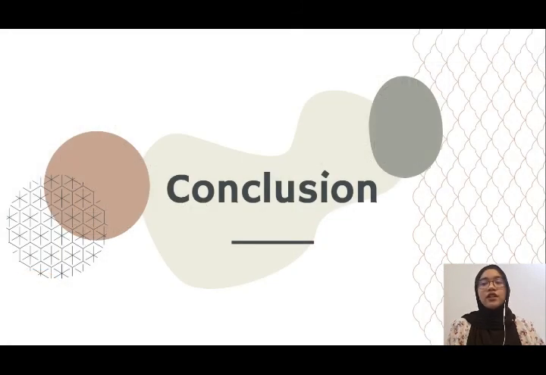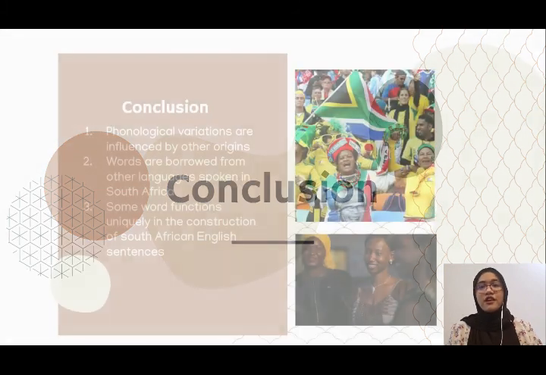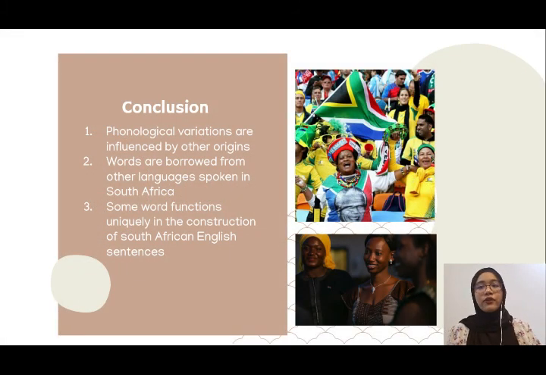To conclude the presentation, let me recap some of the points that my groupmates have stated. Firstly, in South African English, there are various phonological variations that are influenced by another origin, such as the British for Cape English, and how it resulted in the pronunciation of some words in South African English. In lexical features, we can observe the process of borrowing words from other languages spoken in South Africa, such as Khoi and Zulu. And lastly, in syntactic features, we see how some words uniquely function in the construction of everyday sentences. That is all from our group, and we hope that the examples included in the presentation have brought a better understanding of the linguistic features in South African English.